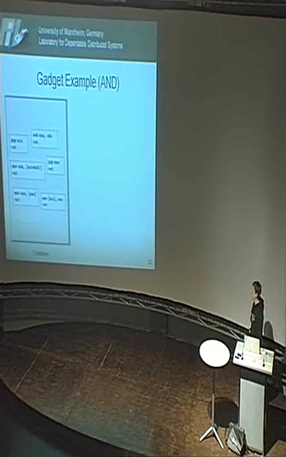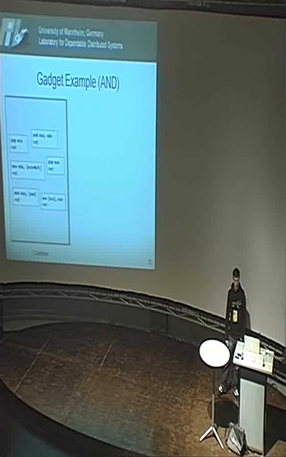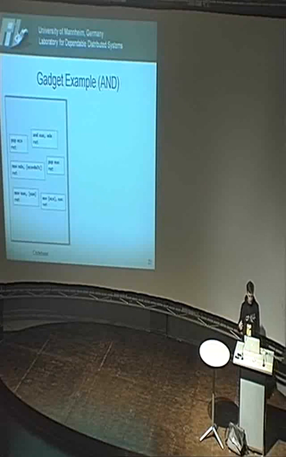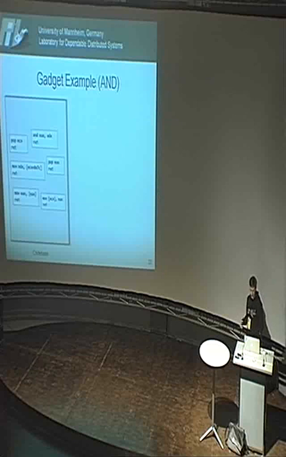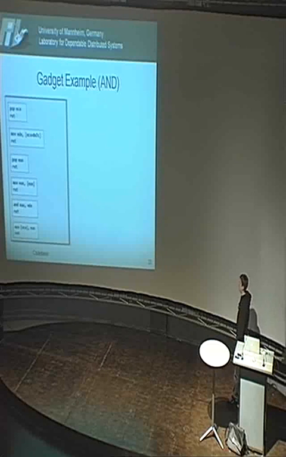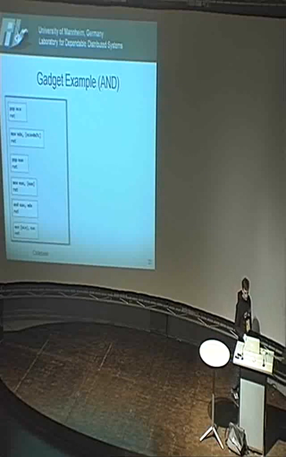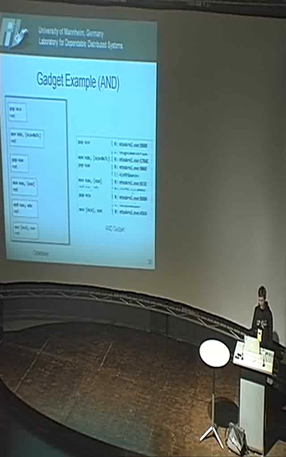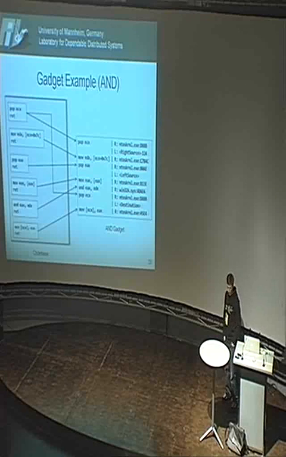So here we have an example of how a gadget might look. Let's say we want a gadget that performs an AND operation between two variables, so that we can later use AND operators in our high-level programming language. Let's assume we have the following instruction sequences, which were found by the constructor. It might rearrange them in the following way and chain them together to construct the following gadget.